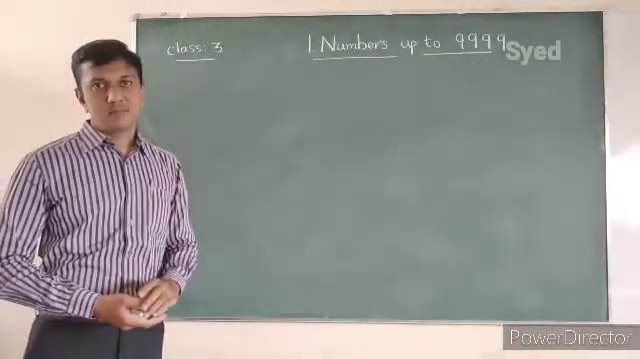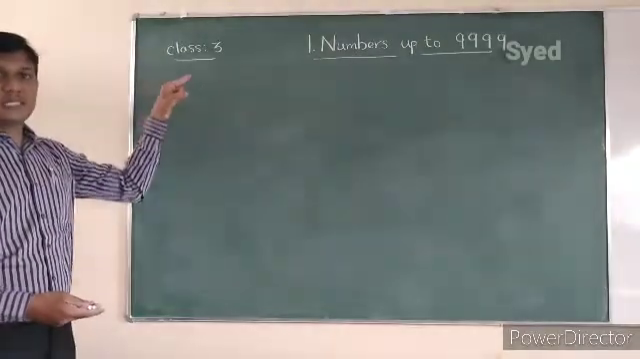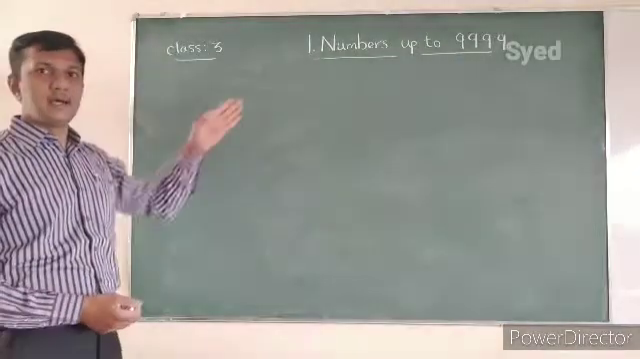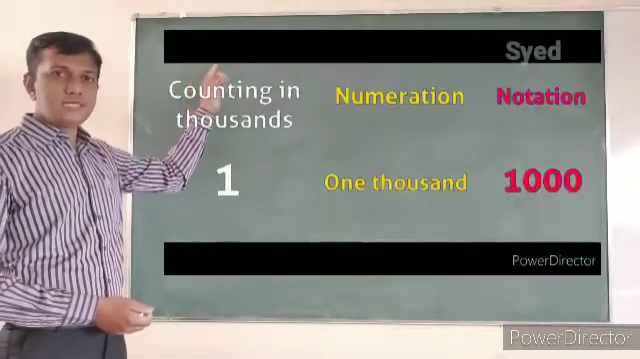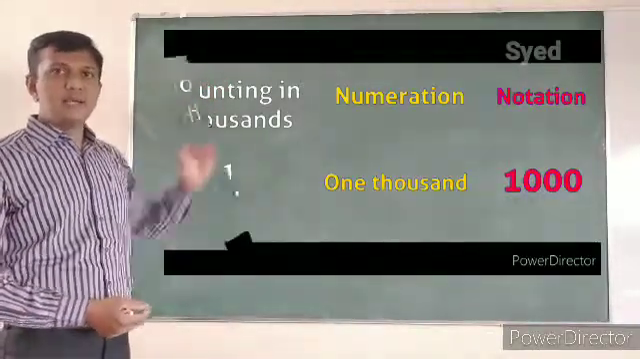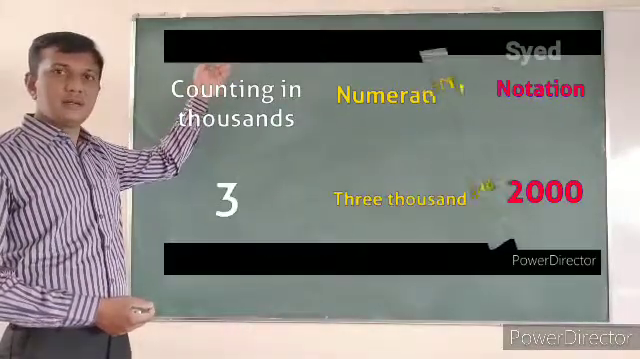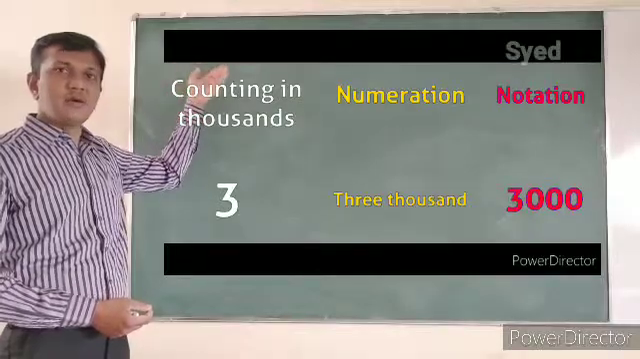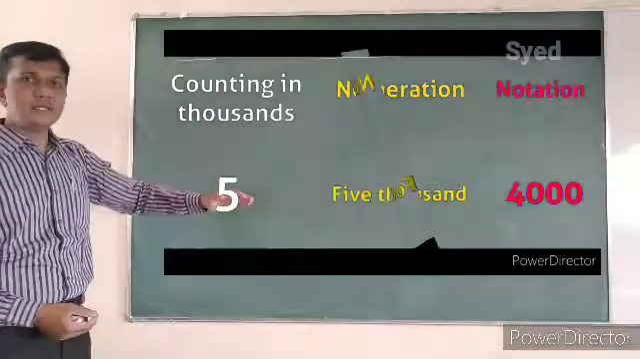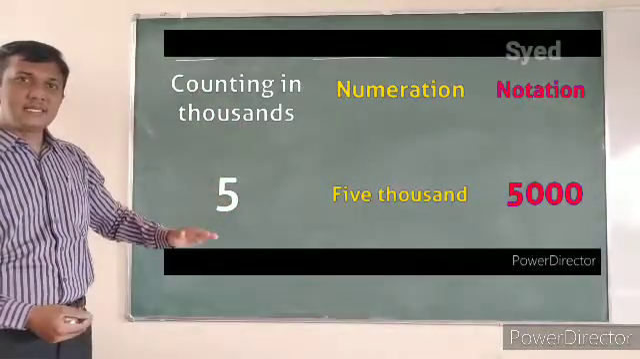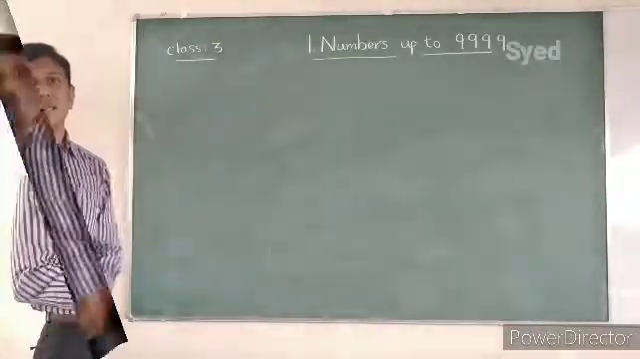One more example. What happens if 1 is in the thousands place? It is called 1000. If 2 is in thousands place, 2000. If 3 is in thousands place, 3000. If 4 is in thousands place, 4000. 5 is in thousands place, 5000. 6 is in thousands place, 6000. Like this up to 9000 we can get.